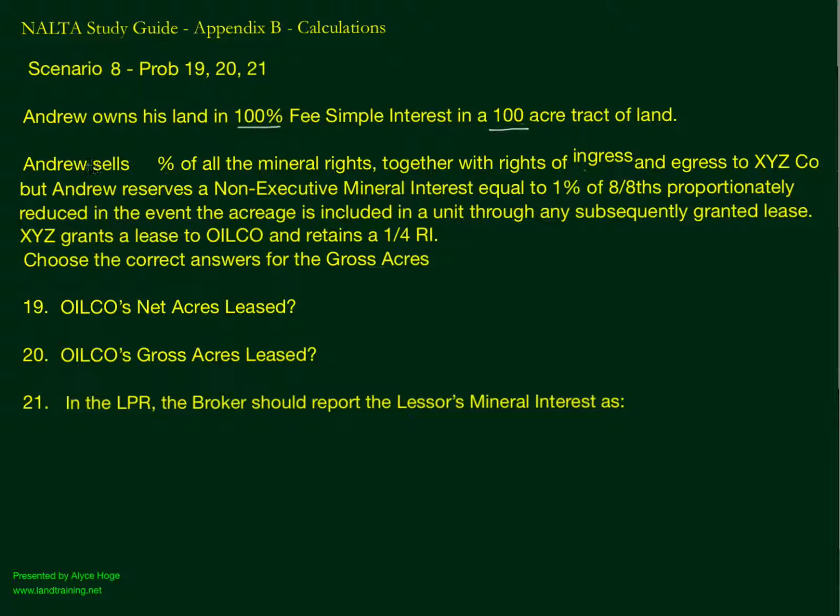He sells 100% of all the mineral rights together with rights of ingress and egress. That means the right to come onto the property and to go off of the property to XYZ company. But he reserves a non-executive mineral interest equal to 1% of 8/8, proportionately reduced in the event the acreage is included in a unit through any subsequently granted lease.